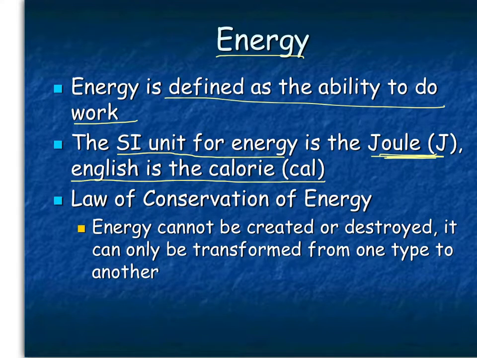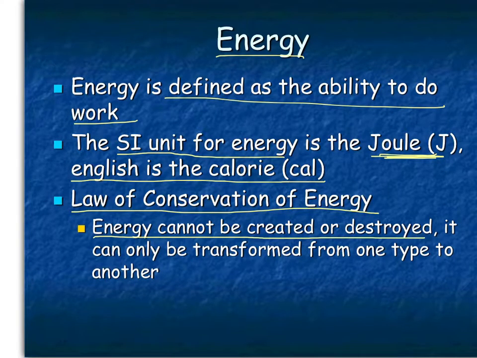And like the law of conservation of mass, we have the law of conservation of energy, and that basically says we cannot create or destroy energy, but we can transform it from one type to another, right? So that's the high-level definition of energy, what the units are, and the law of conservation: we can't destroy or create energy, but we can take it and transform it from one type to another.